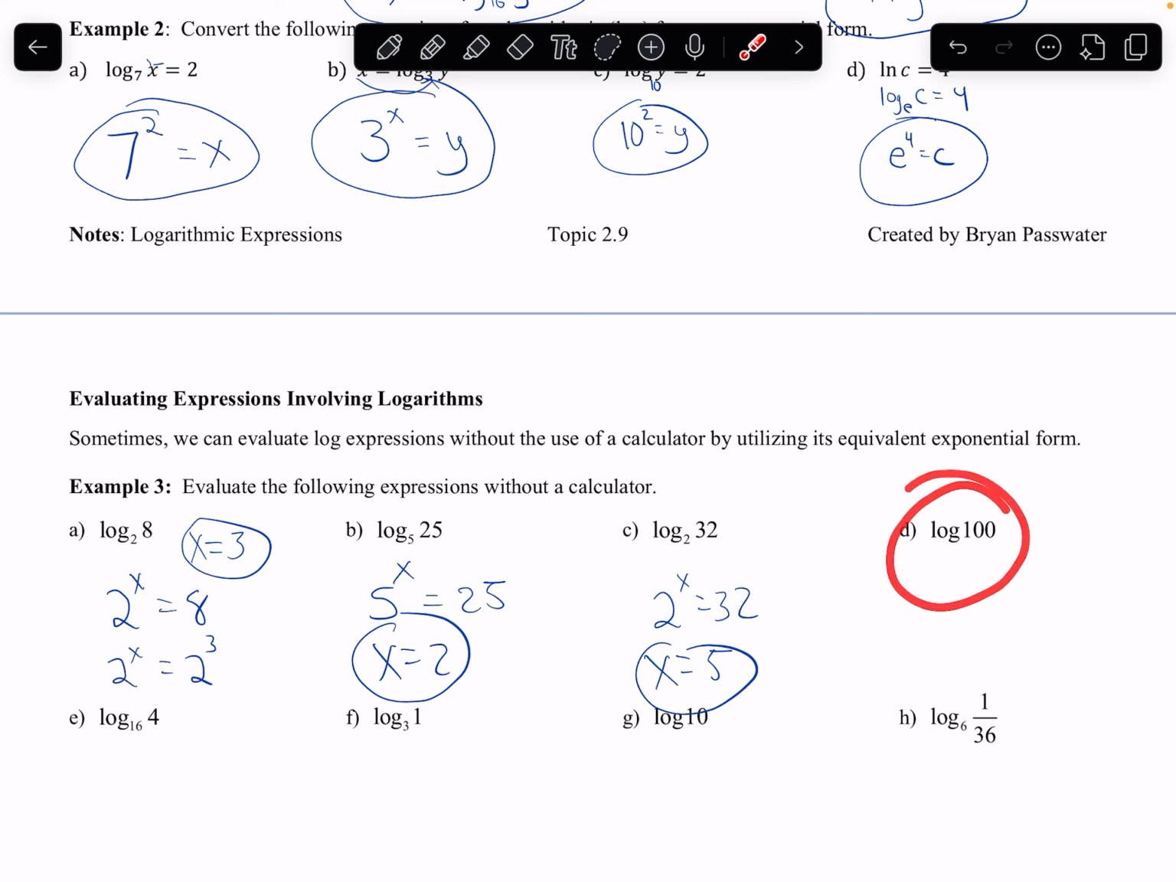Let's go over here and do this one. If I don't see a number after a logarithm, it's a 10.